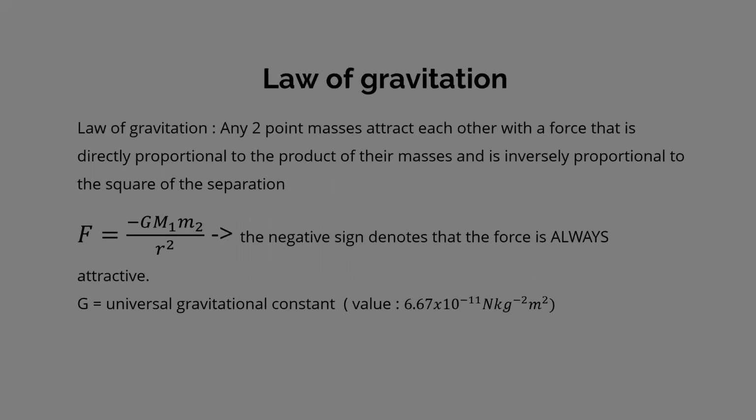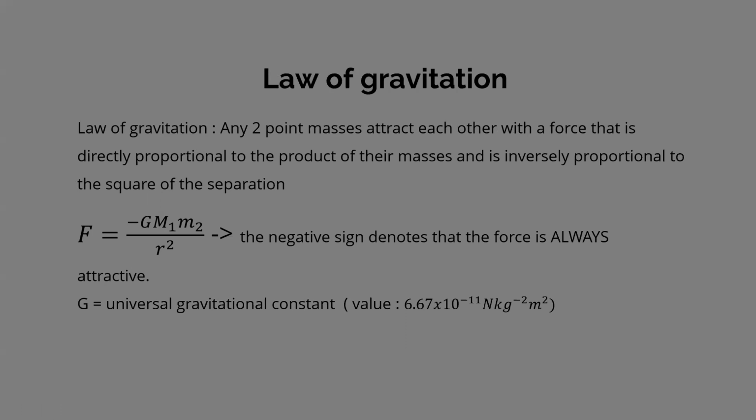Law of gravitation: any two point masses attract each other with a force that is directly proportional to the product of their masses and is inversely proportional to the square of their separation. It follows this equation, F equals negative G m1 times m2 over r squared, where r represents the separation, and since it's inversely proportional to the square of the separation, it's r squared. m1 refers to a mass, and m2 refers to another mass. The negative sign represents that the force is always attractive. Two masses will always attract each other in a gravitational field.